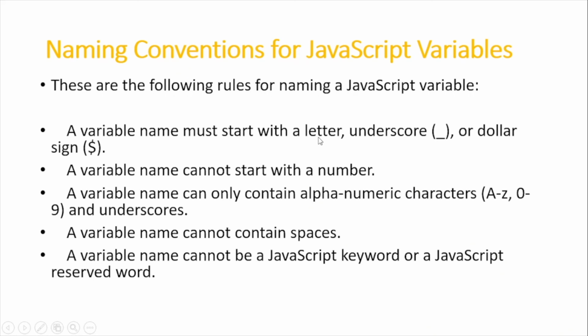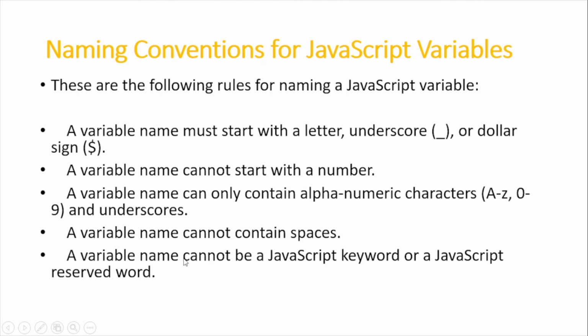You cannot start a variable name with a number. That's a very important point. So you cannot start with a number, like 4name. You cannot do that, but you can do name4. A variable name can only contain alphanumeric characters, A to Z, 0 to 9, and underscores. You cannot add spaces in between the variable names. Also, a variable cannot contain spaces.